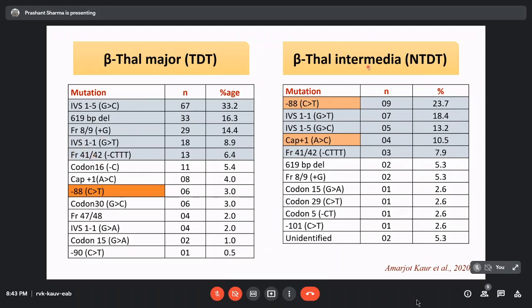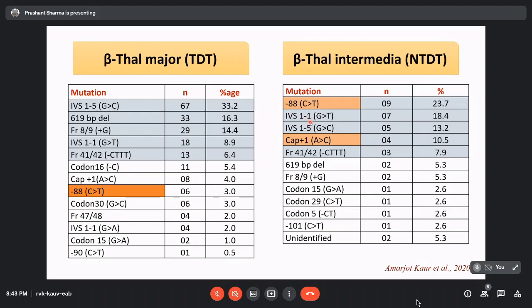When we look at thal intermedia or non-transfusion dependent thalassemia, the situation changes. The top mutation becomes -88C2T. A new entrant comes into the top 5, which is CAP plus 1. This was at number 8 in the thal major list. And obviously everybody else has to move down. The IVS 11 now becomes, out of the 5 commonest, the second most common in the NTDT.